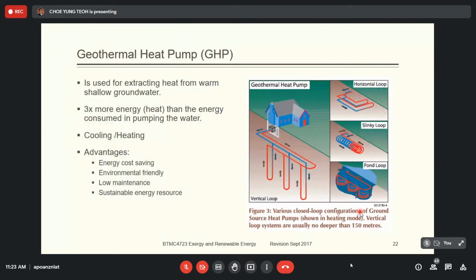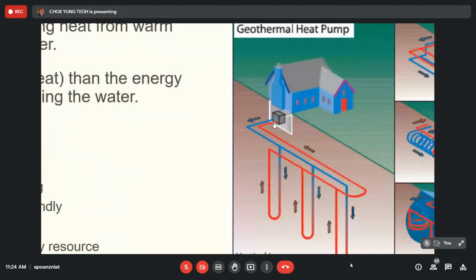Okay, after this hydrothermal power plant, we have the next one called the geothermal heat pump. This is just a pump. Okay, this is used for extracting heat from shallow groundwater. You have the groundwater underground. Then you have the pump and the pipe. You can see that you pump the cold water through the hot underground water, and then you pump it back out.